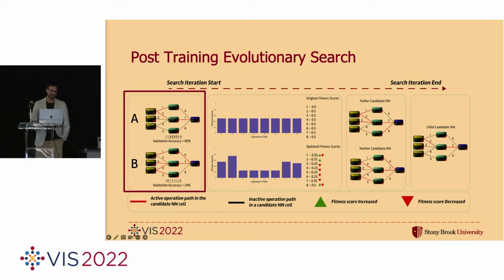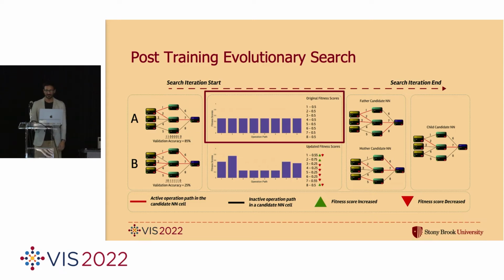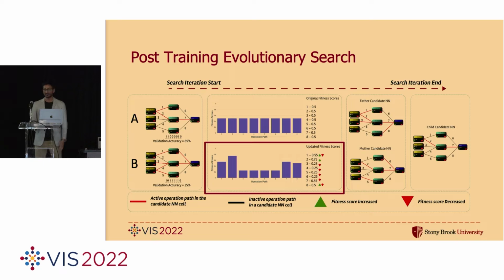Once we have these initial candidate networks, you generate fitness scores for all these paths. Initially they're all set to the same value. Now what happens as the search progresses, we evaluate A and B on our validation data set. In this case, A was good, it has 85% accuracy. B was not that great, only 25% accuracy. So we can tweak these fitness scores of all these blocks based on these validation accuracies. Paths which were in B would go down, paths which were in A would go up.